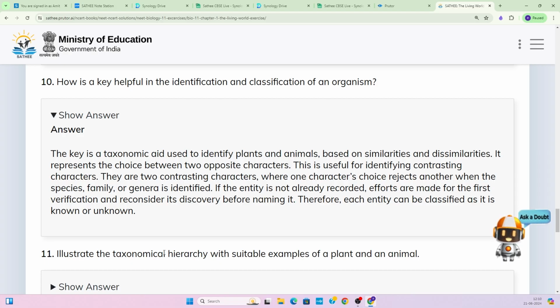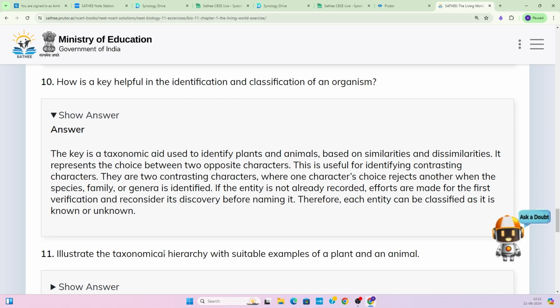It represents the choice between two opposite characters. One character is there, and the opposite character is the other form. So either the plant will have it or not. This is useful for identifying contrasting characters. They are two contrasting characters where the choice of one rejects the other. If you choose one of the characters, you are rejecting the other. So in contrasting characters, only one will be followed.